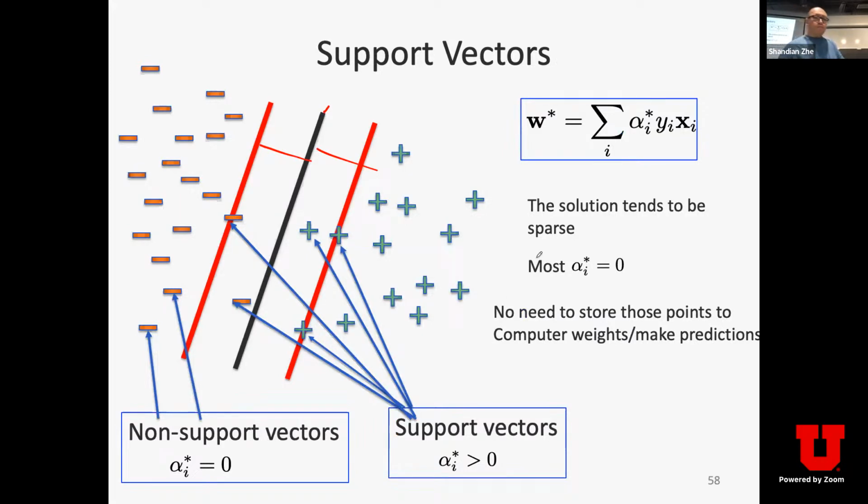In other words, the learning result of support vectors actually has many examples whose alpha i stars are simply 0. And the W star is only determined by a small portion of the examples in the data set. And to get W star, we only need to store this small portion of training examples. Okay, any questions so far?